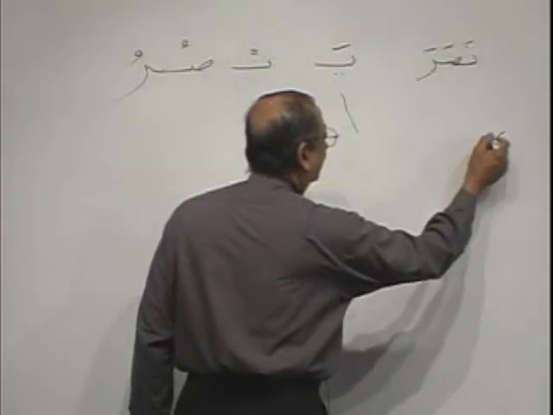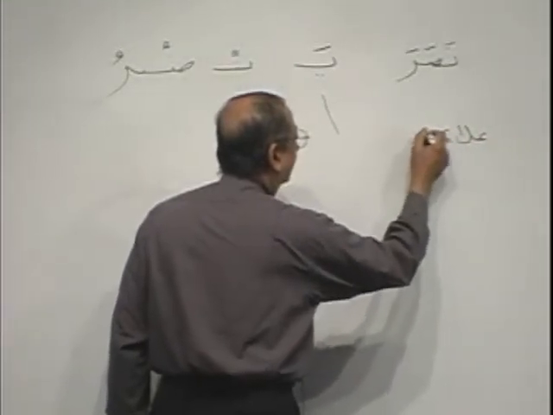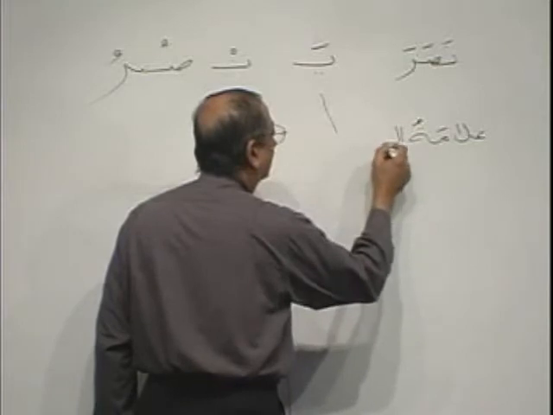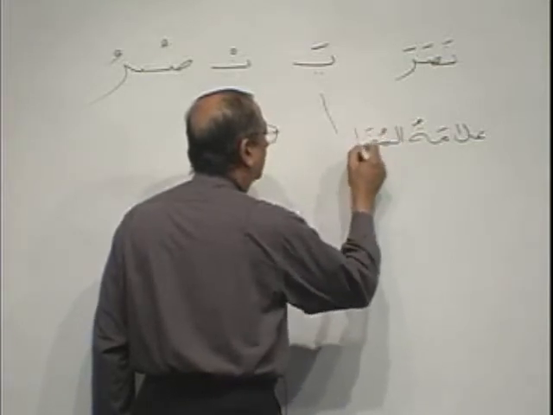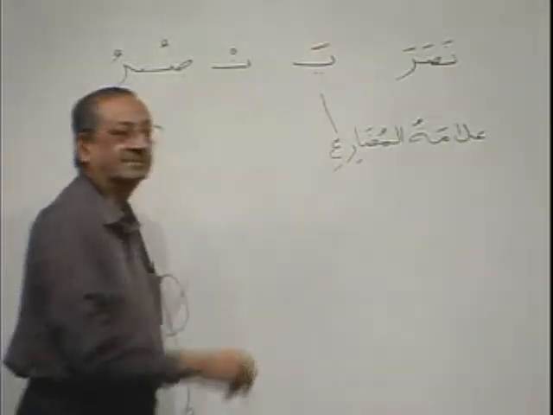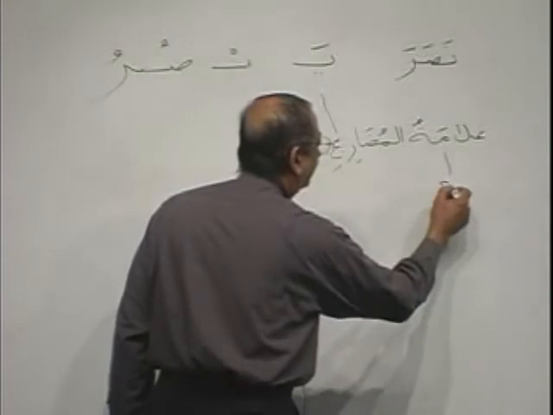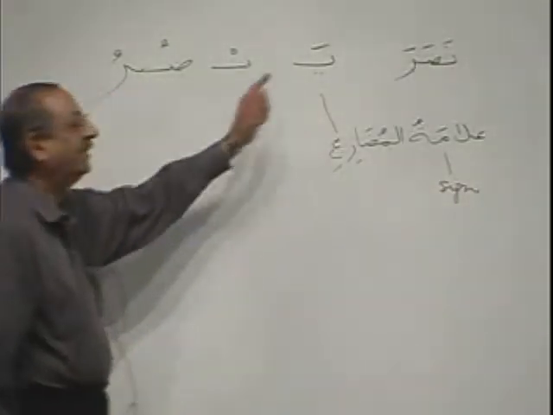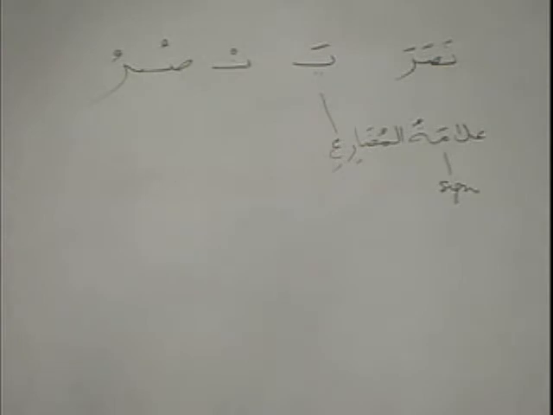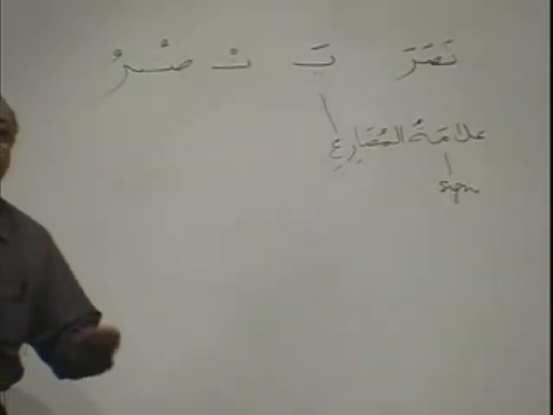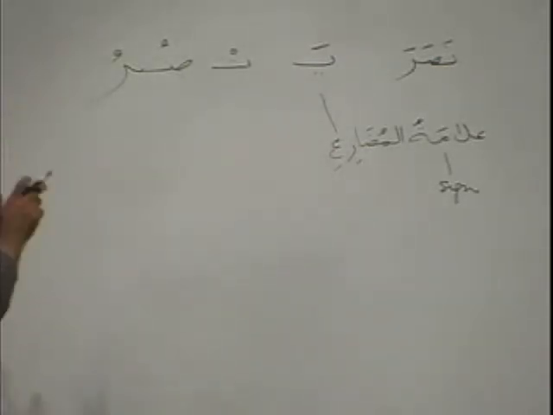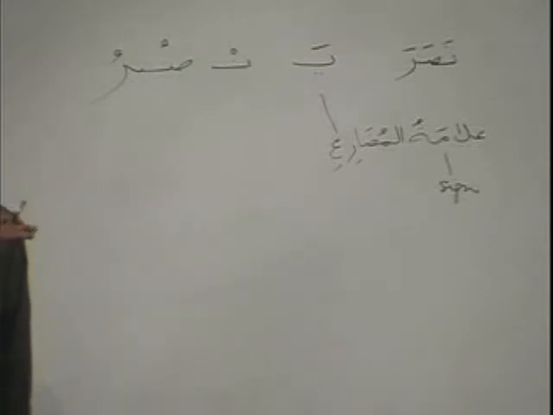What is this ya? We call it mudaf mudafli. What is it? Alamatu mudari. What is the meaning of alamatu? Sign. Sign of mudari. As soon as I say yansuru, that ya tells me that it is now fi'l mudariya. But the fa kalima, ain kalima, lam kalima are there. Are you with me? They are there.